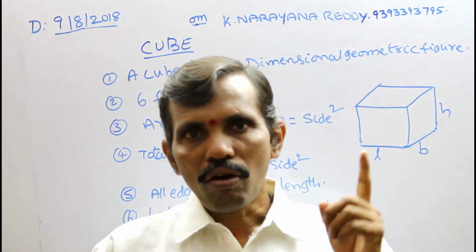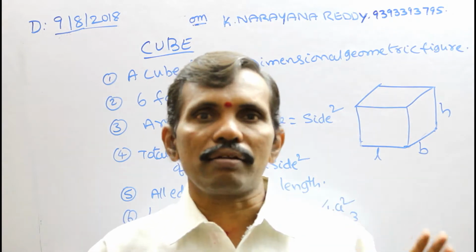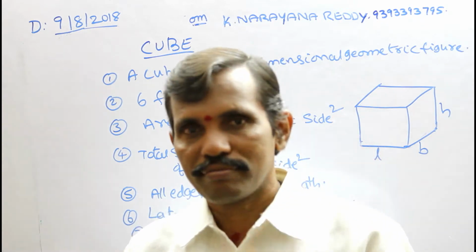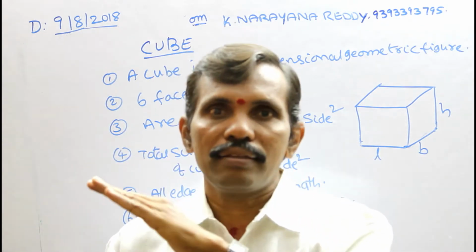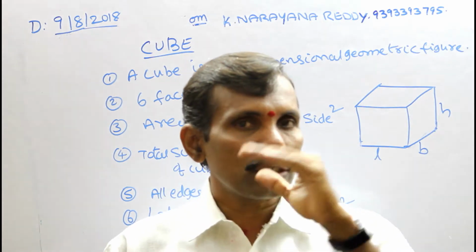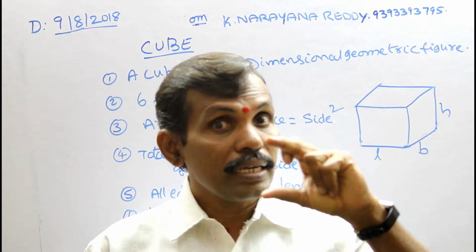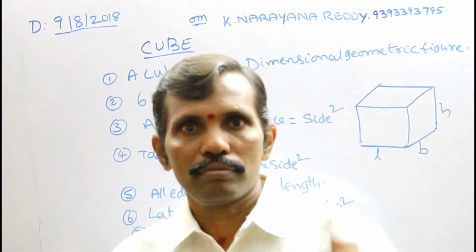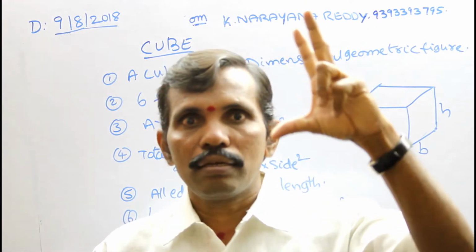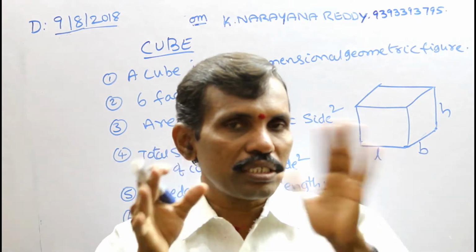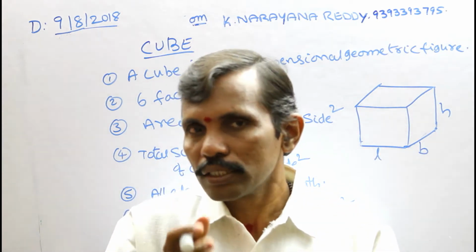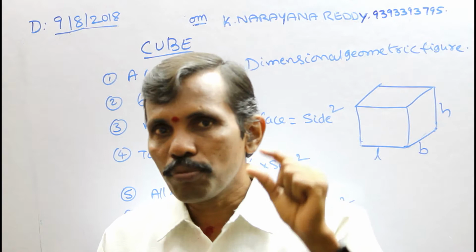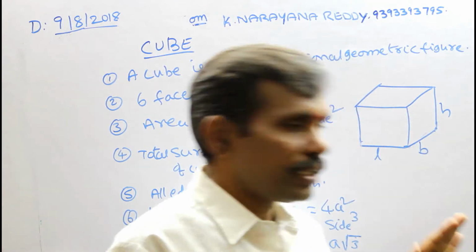Okay. A cube comes from a square, and a cuboid comes from a rectangle. In a rectangle, two opposite sides are equal. In a square, all sides are equal. The cube comes from a square. The cuboid comes from a rectangle. Please understand this difference between cuboid and cube. That's the difference between those two.